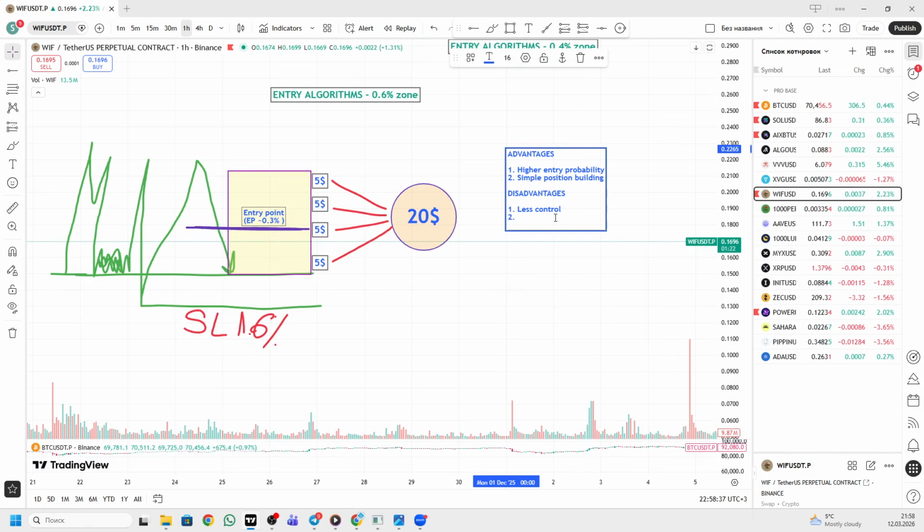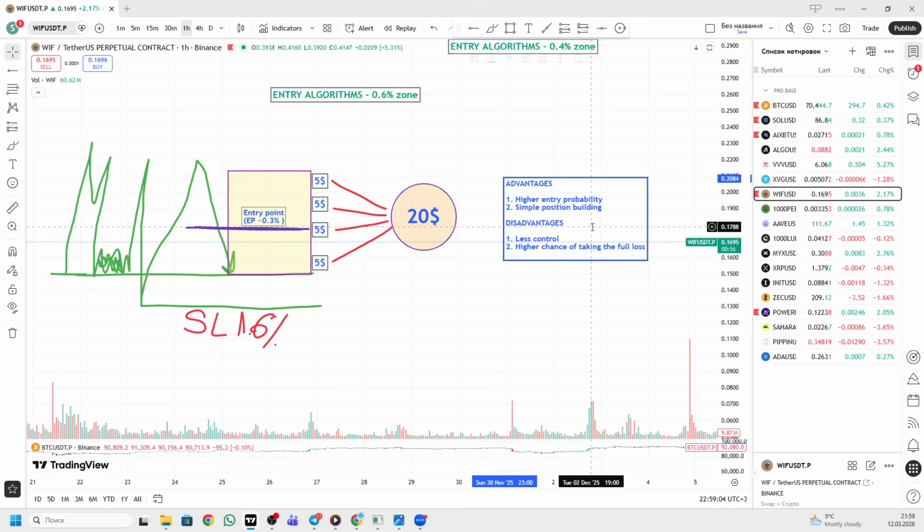So let's write this down. Higher chance of taking the full loss. These are advantages and disadvantages.